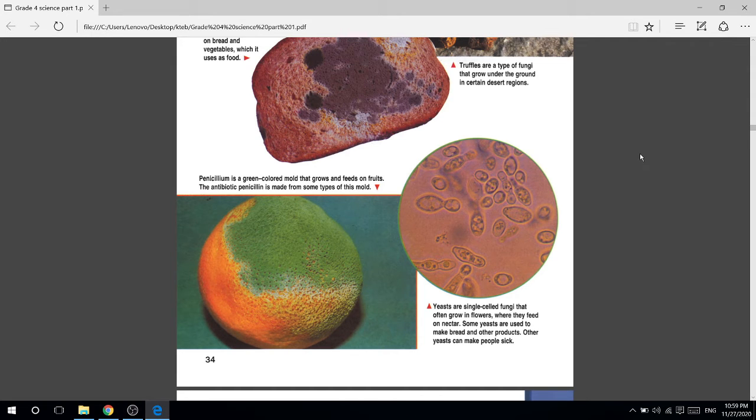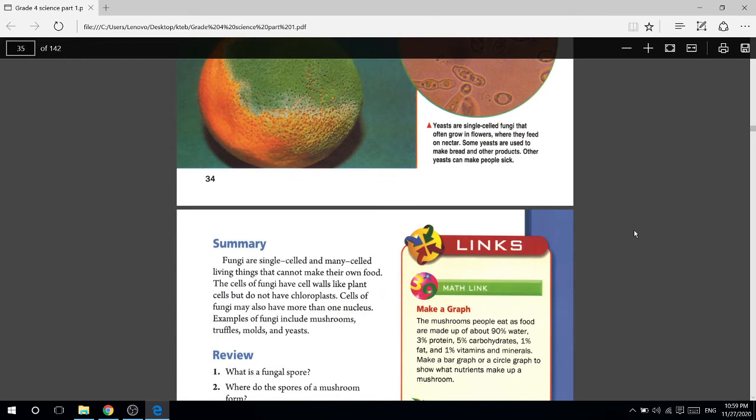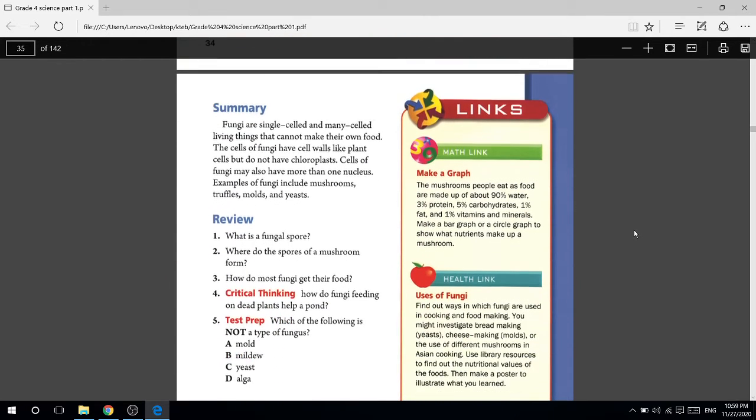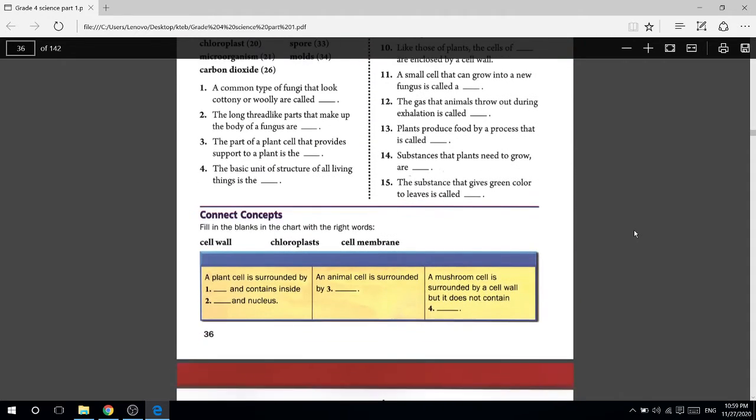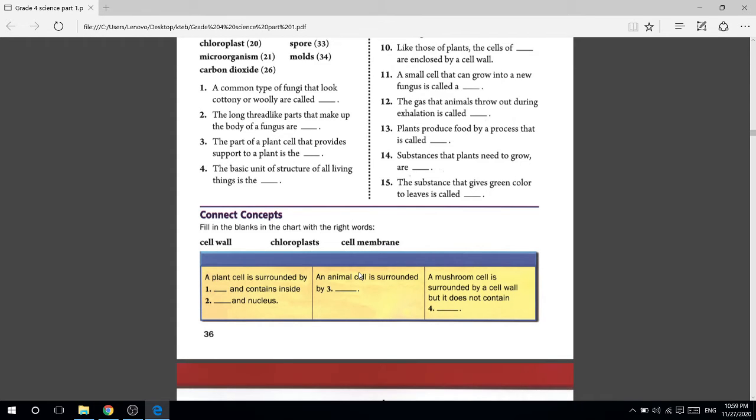Okay, students, now do you understand how many types of fungi we have? Okay, students. If you look here, students, now I will remind you of some of the questions we studied before. We have a cell wall, we have chloroplasts, and we have a cell membrane. Look here, first one.